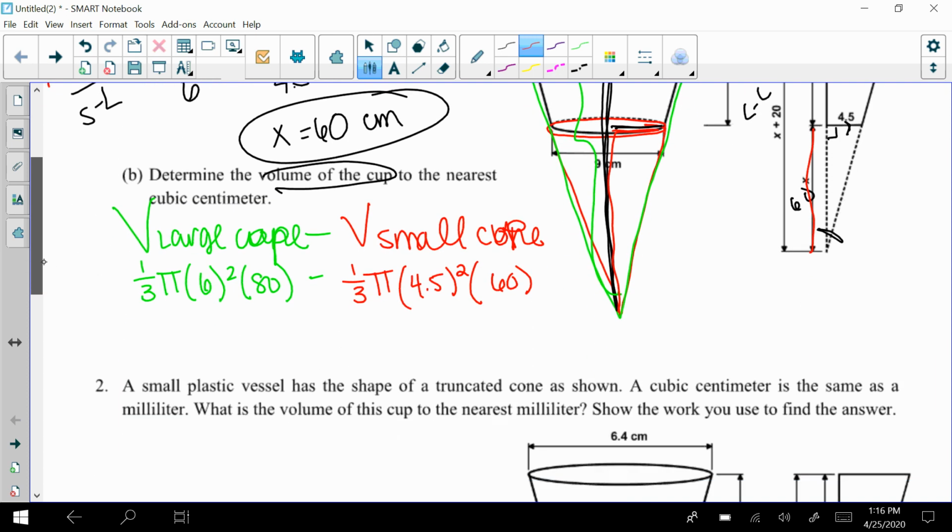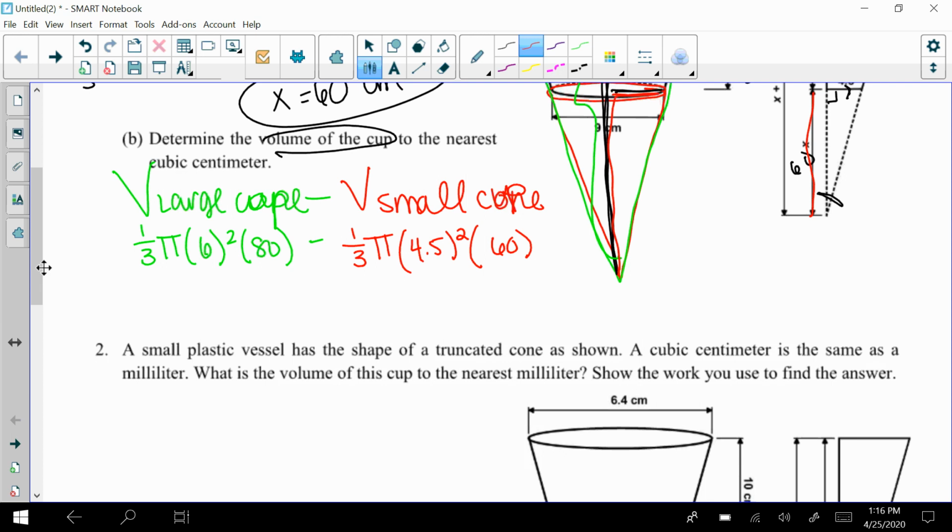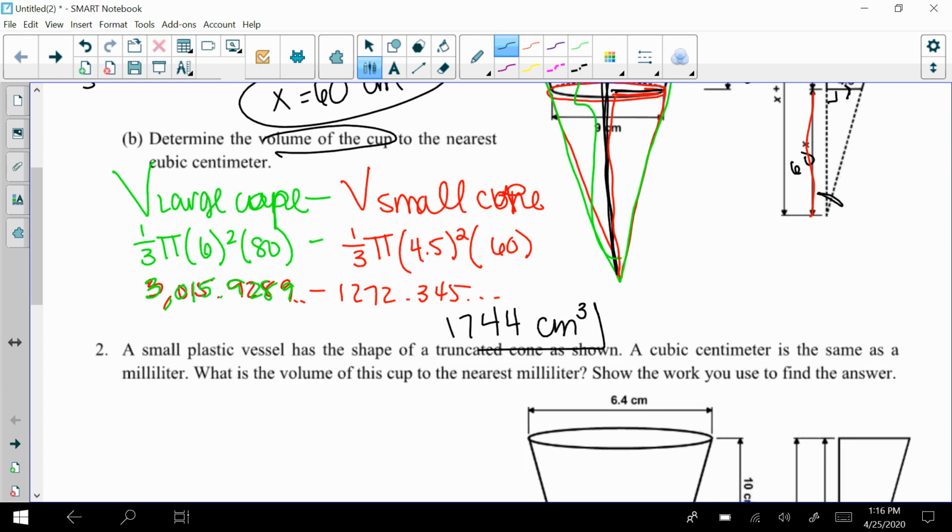So when you typed these in, you should have gotten a 3,000 number here, 3,015 minus 1272.345 some. This one was supposed to be green, but I wasn't switching. And the final answer should be, when you've rounded correctly, 1744 cubic centimeters. Just the volume there.